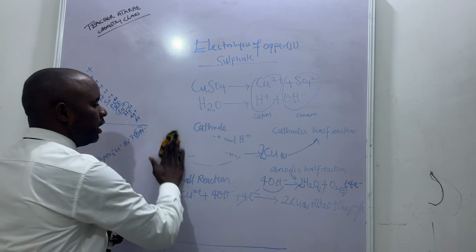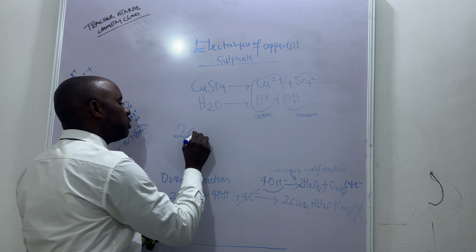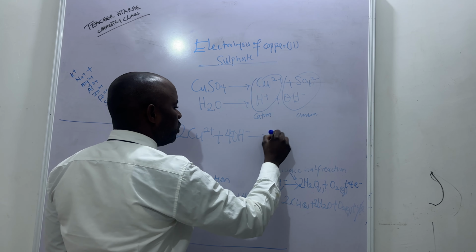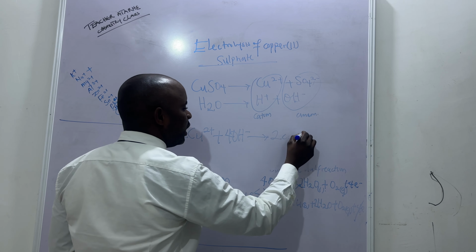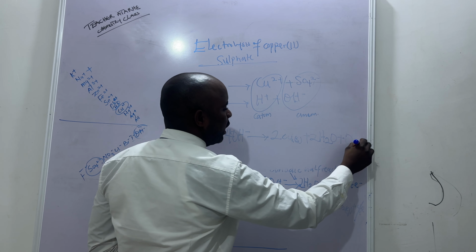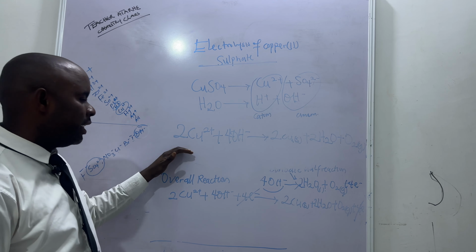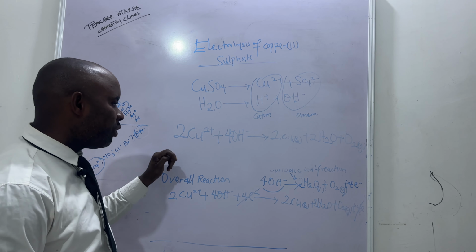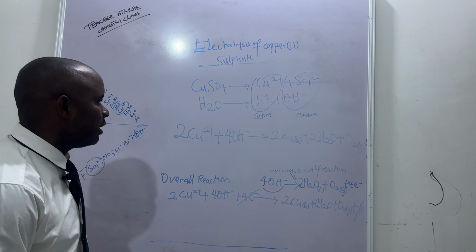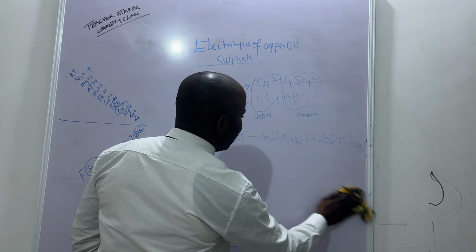So the overall reaction in the electrolysis of copper sulphate is 2 Cu2+ plus 4 OH negative to give 2 copper solid, plus 2 moles of water, plus oxygen gas. So at the end of this electrolysis, at the cathode, metallic copper is liberated, and at the anode, oxygen gas is liberated as well. There is a question that comes within this topic: for us to know the state of the solution when the copper and the OH are discharged.